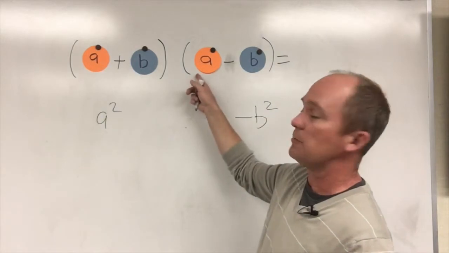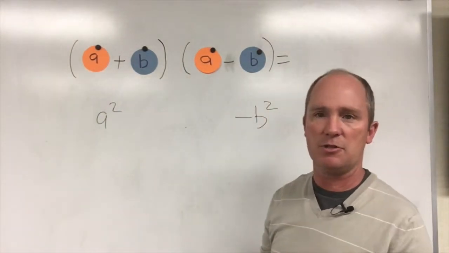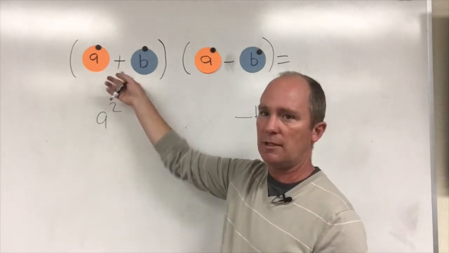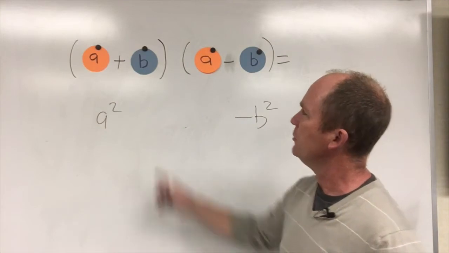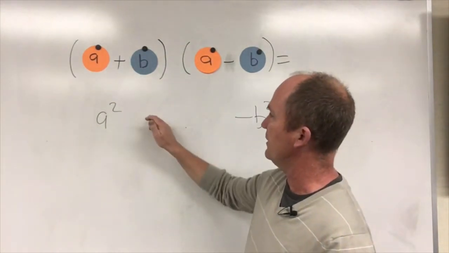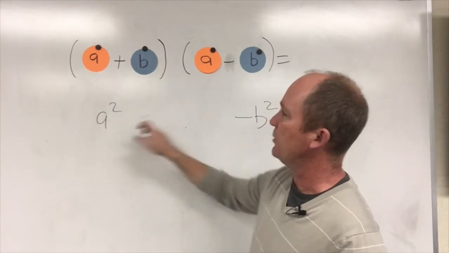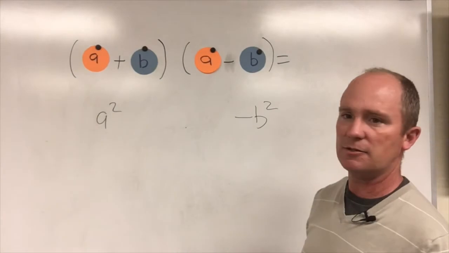Because a times b is going to be positive ab, and a times negative b is going to be negative ab, and they will cancel each other out no matter what the numbers, letters, or variables are in these spots on this expression. So when we do this in every single case, all that's left over when these cancel out is just a squared and b squared. So we're left with a squared minus b squared.